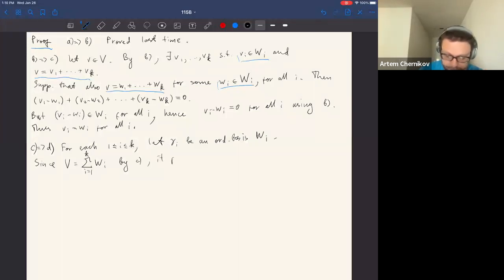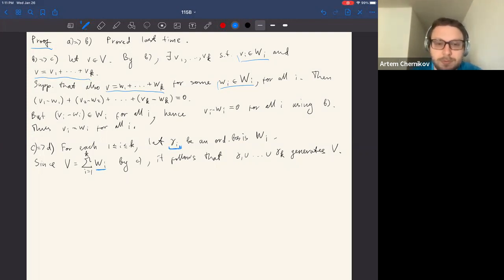So it follows, first of all, that the union gamma 1 union through gamma k generates V, or spans V, okay? So this is the first observation. Again, why this? Well, because look, each element of a fixed subspace Wi can be written as a linear combination of the vectors in gamma i, because it's a basis for Wi, right? But then we also know that every vector in V is a sum of the vectors from the Wi's. So this is how we get this.